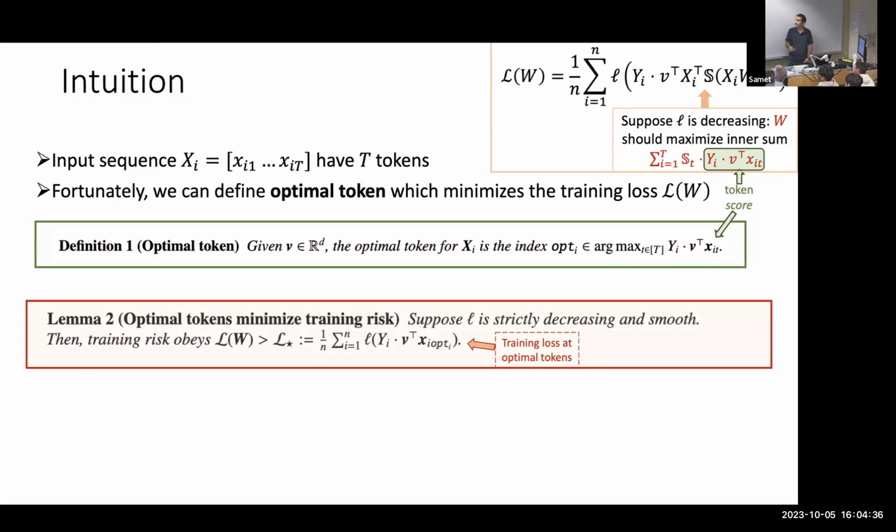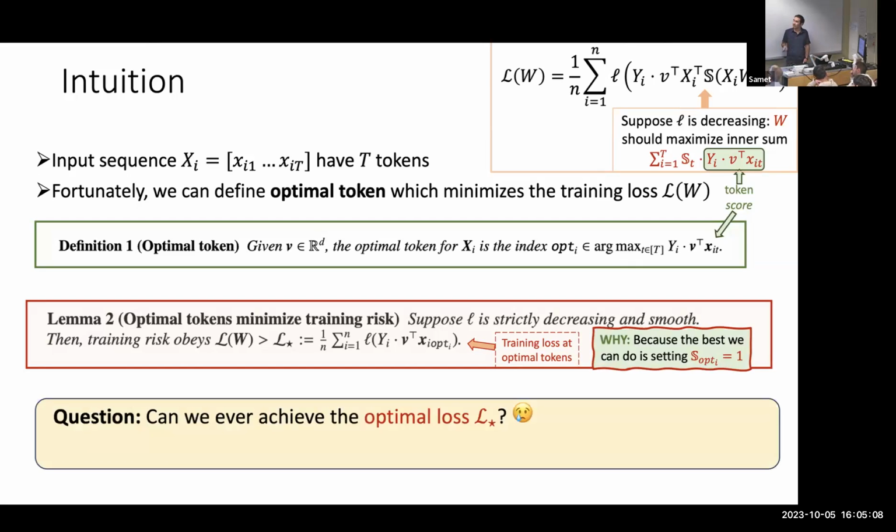So as a result, you can have the following straightforward lemma. The lemma says that for any W you choose, your training risk is always lower bounded by the risk evaluated at the optimal tokens. Number 1. And secondly, the only way to hit this is letting W go to infinity and selecting optimal tokens. So why is this a lower bound? Because the best you can do here is setting S_opt_i equal to 1 and everything else to be 0. That's the best thing you can do, right?